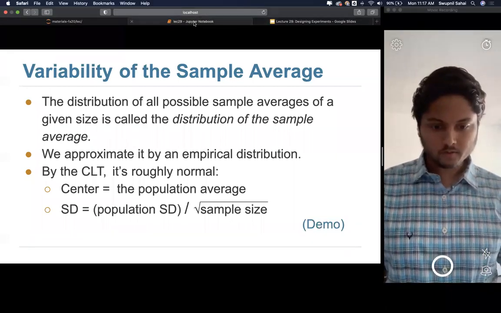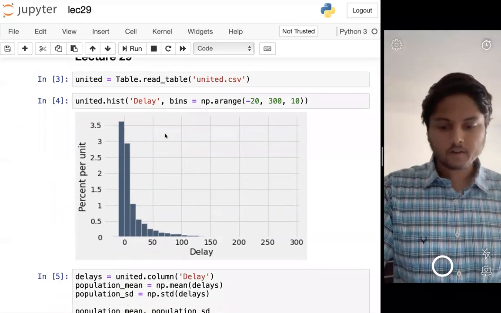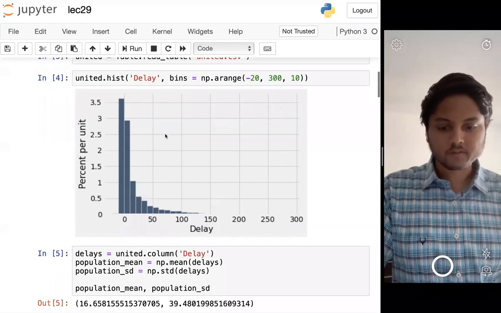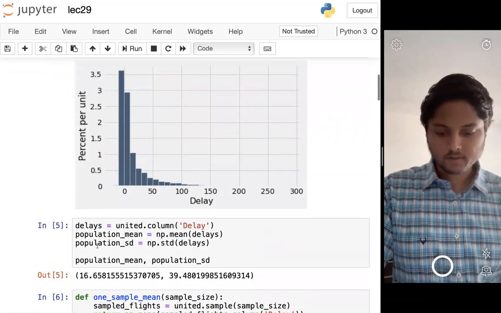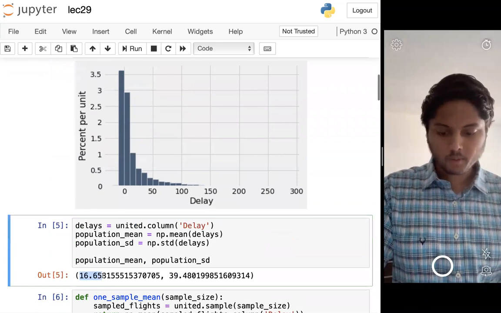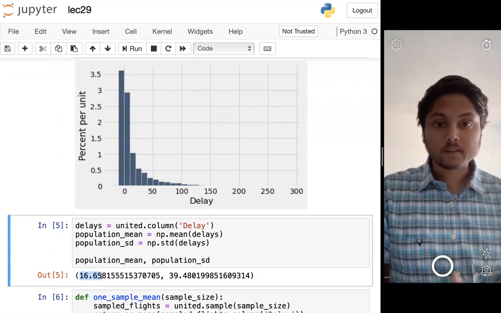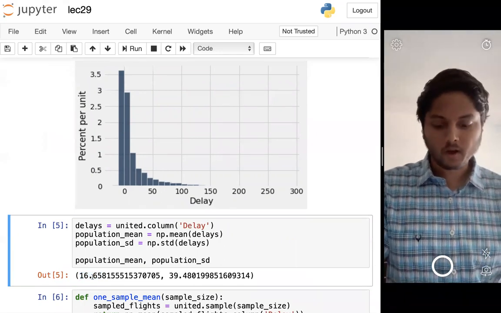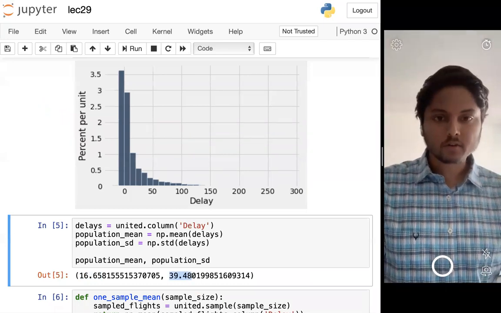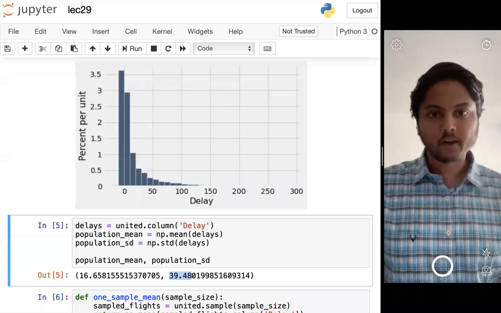So let's go back to our demo. This is going to use a lot of this stuff from the last lecture. We had our data set of the flights from 2015 taken from SFO and United Airlines. And we had the delay of the flights here. So we've seen this data set many times. Basically we had a population mean of 16.65. That was the average delay of the flights in minutes in the population. So we have all the data. This wouldn't typically happen in an actual study, but let's assume that we have all the data, and then the population standard deviation was 39.48 minutes. So pretty large standard deviation, meaning that the delay varies quite a bit.